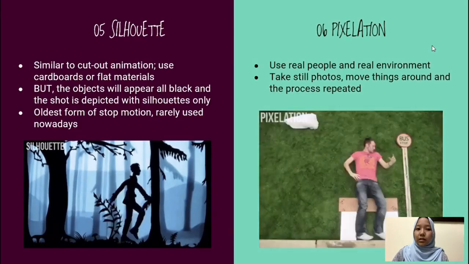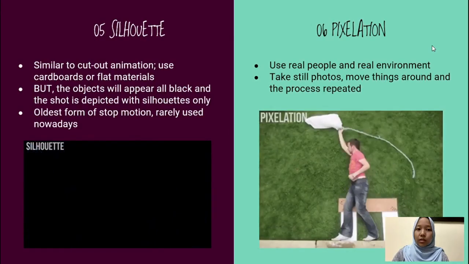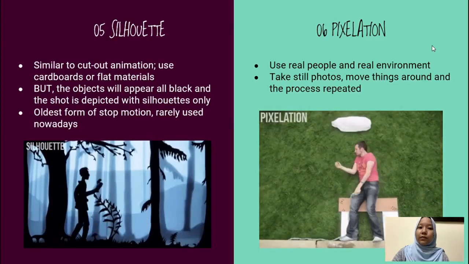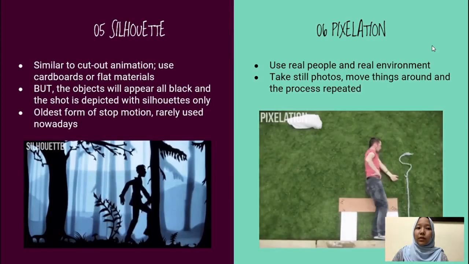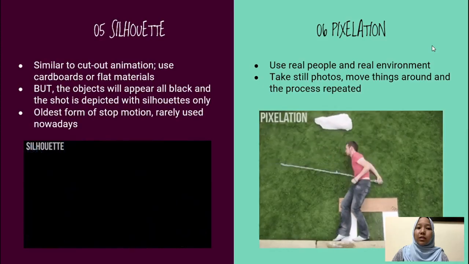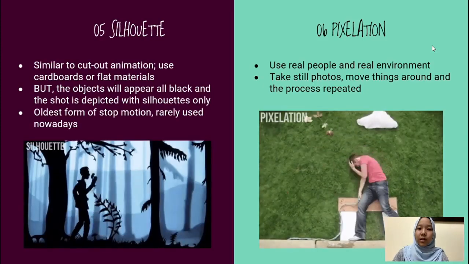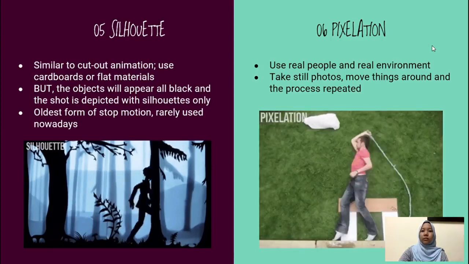Lastly, pixelation. This type of stop motion uses real people and environment instead of puppets to create videos. It is done by taking a still photo, moving things around, and then taking another photo.